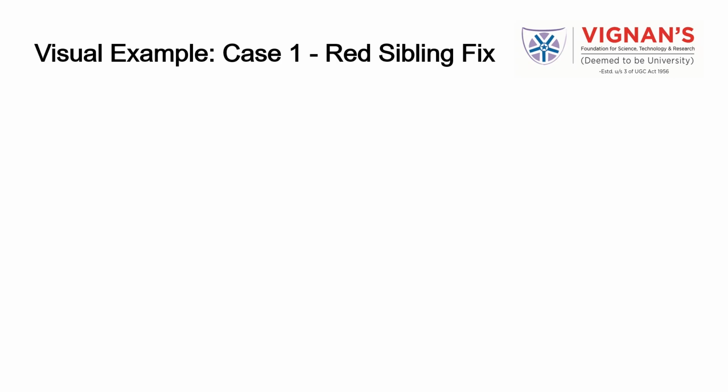Final result: the double black node still exists, but its sibling is now black. The tree has been converted into a simpler black sibling case, which can be resolved using the remaining double black fix-up rules.